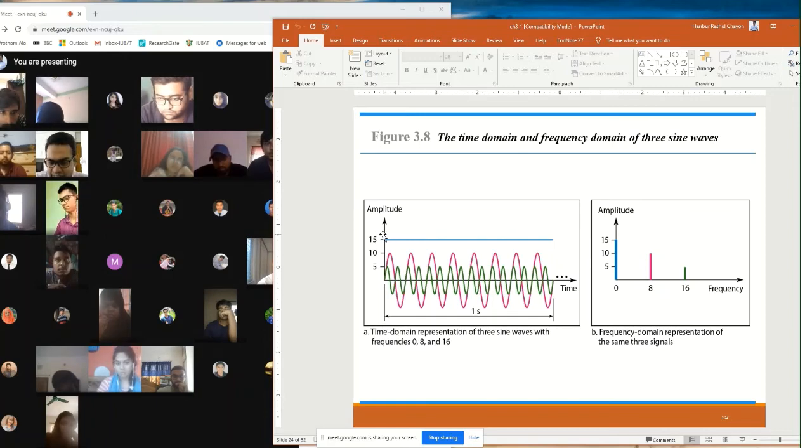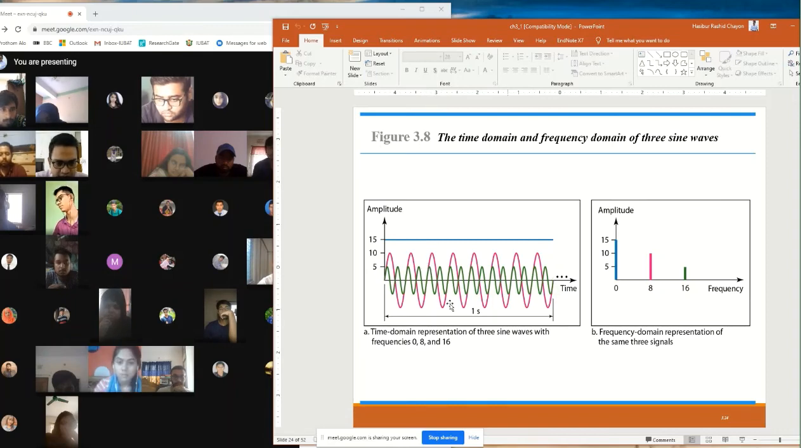Now check what the amplitude is. Amplitude is 15. So that's why you have just one spike. The frequency is 0 and the amplitude is 15. Just one spike. Fine.